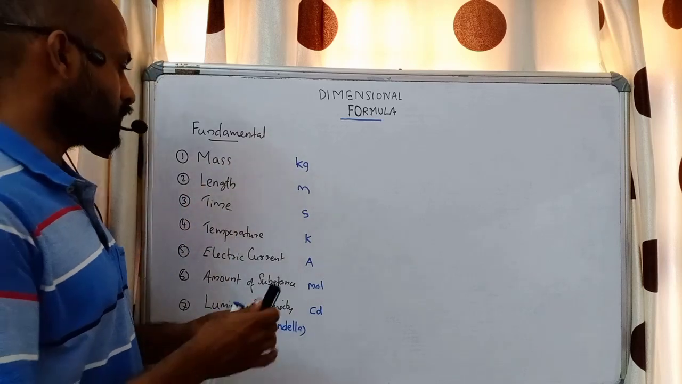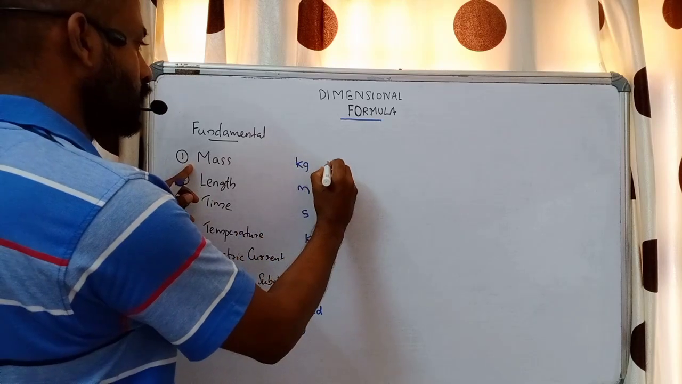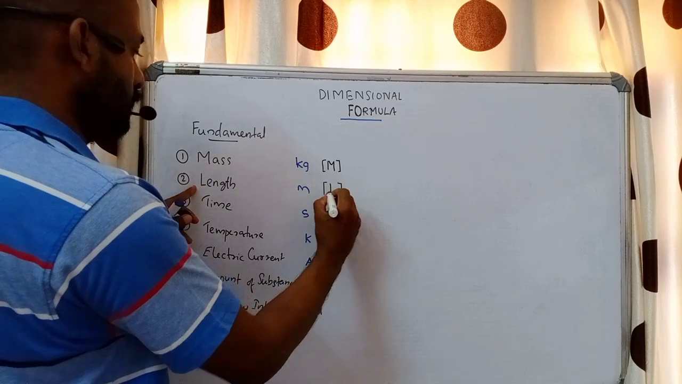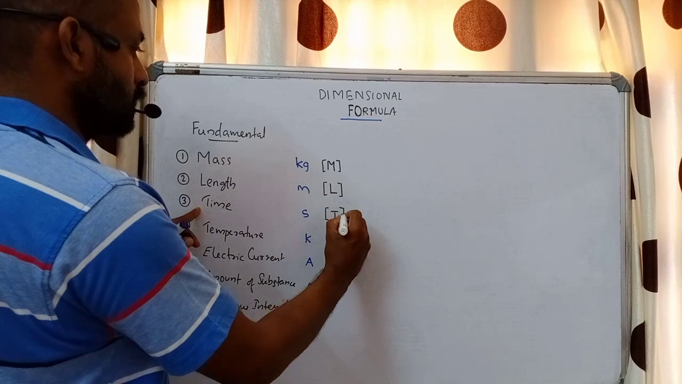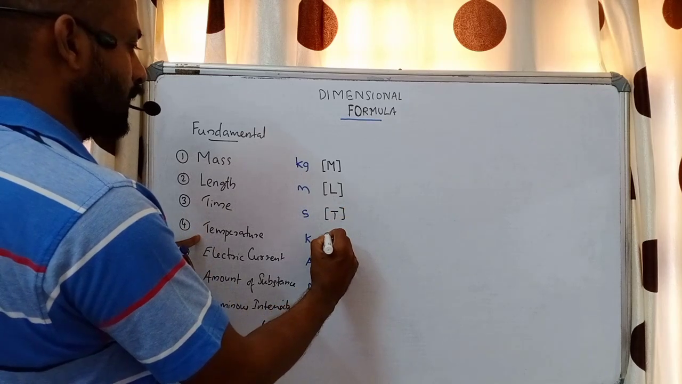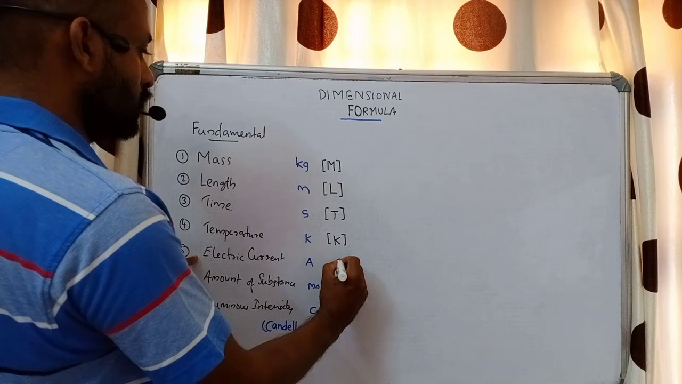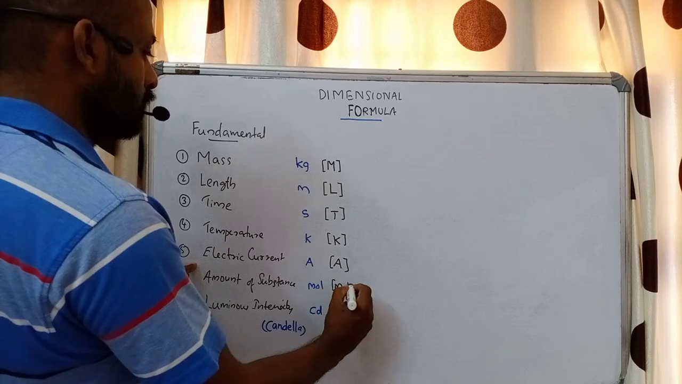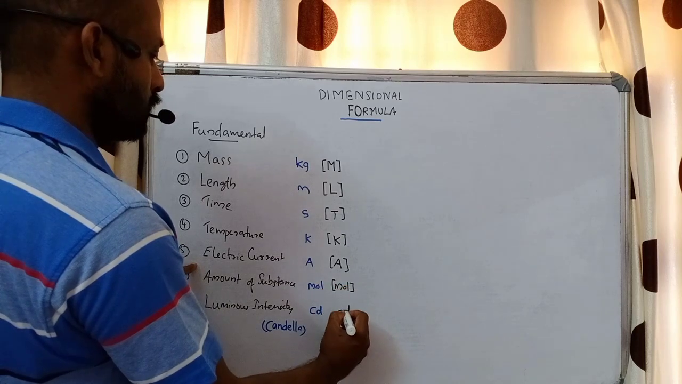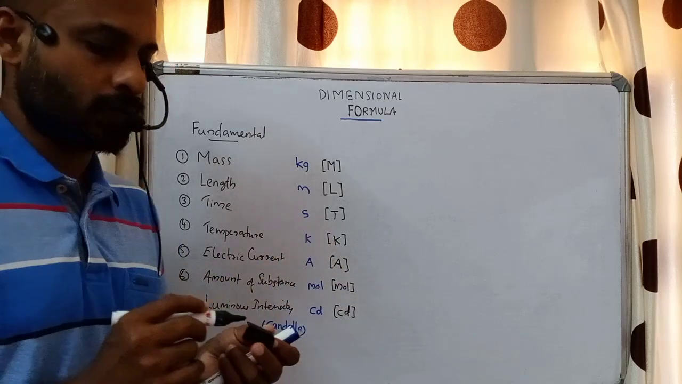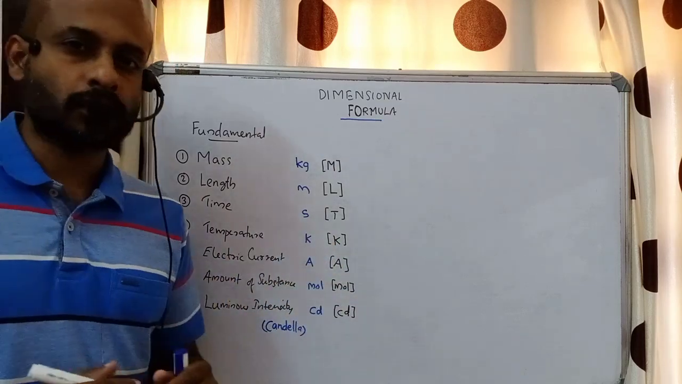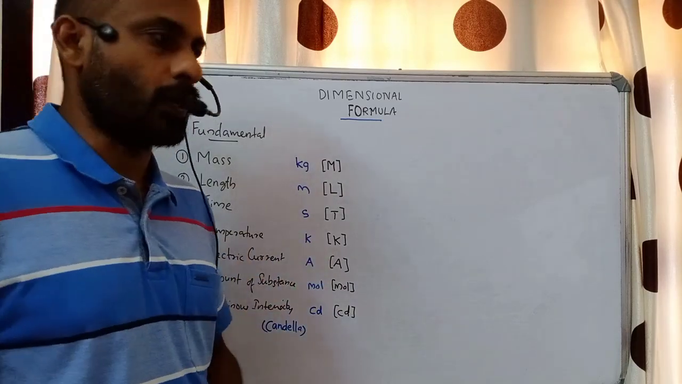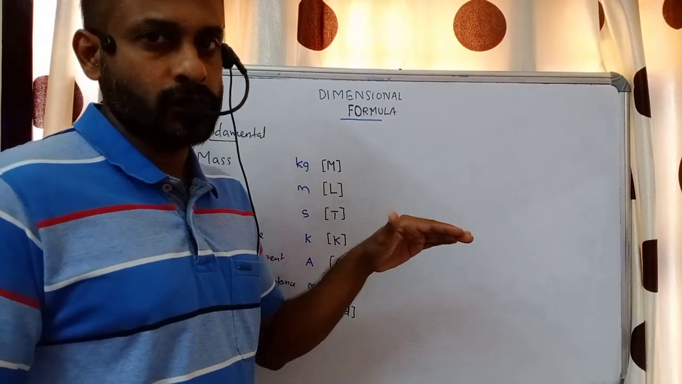So, I will explain the symbols first. For mass, the symbol is capital M. For length, we will use a symbol L. Time, we will use capital T. For temperature, we will use capital K. For electric current, we will use a symbol capital A. For amount of substance, MOL is the symbol. Then CD for candela. These are the symbols of the seven fundamental quantities. In terms of these symbols, we can express every physical quantity, and that method of expression is called a dimensional formula. We'll see the dimensional formula of a few physical quantities.